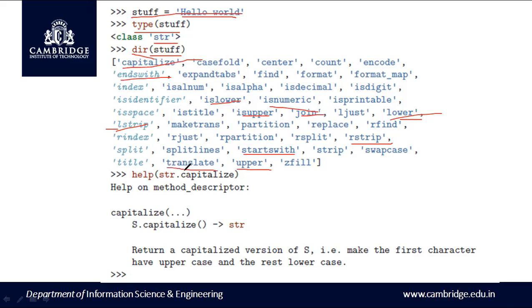And also we have a special method called translate. We will be learning about this translate in the further examples. So this is about the string methods defined in Python programming.